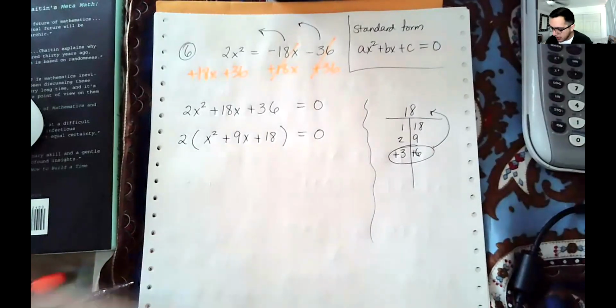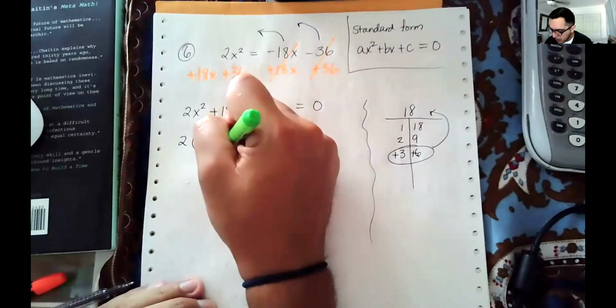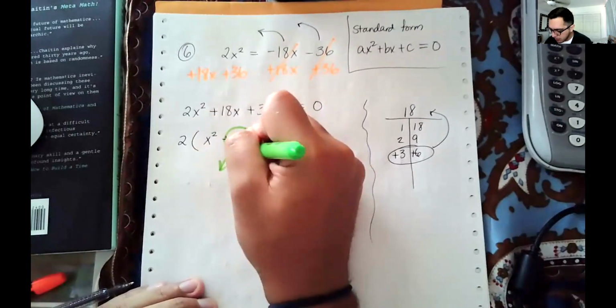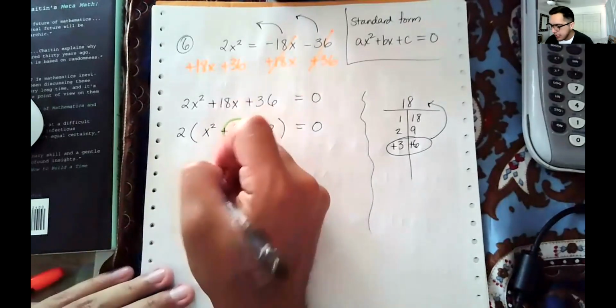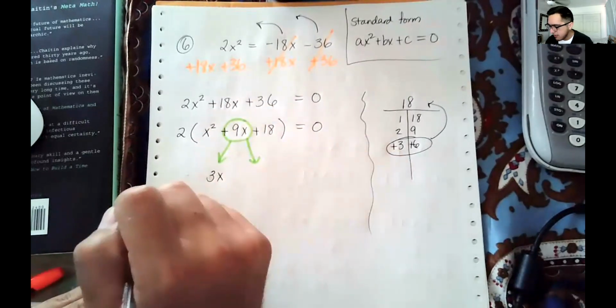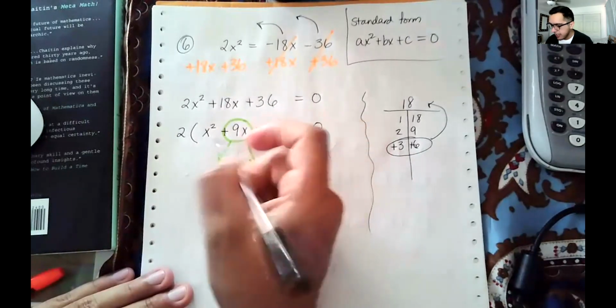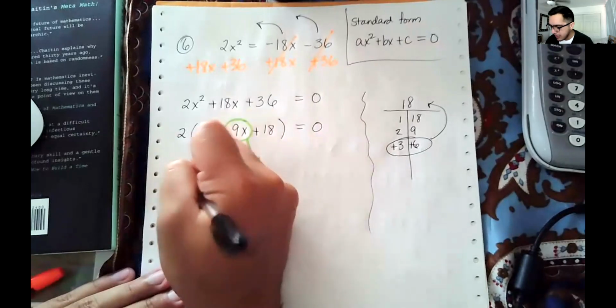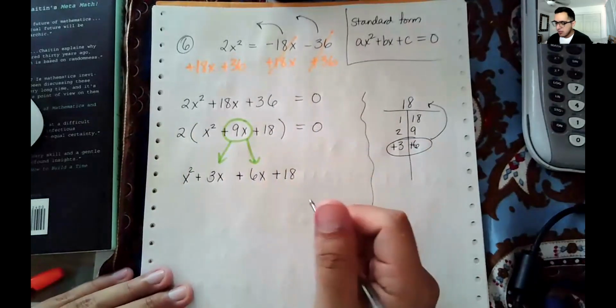So from there, again, we're just primarily focused on this trinomial. We'll break open the middle term into 3x plus 6x, and we can bring our plus x squared and our plus 18 down. Okay.